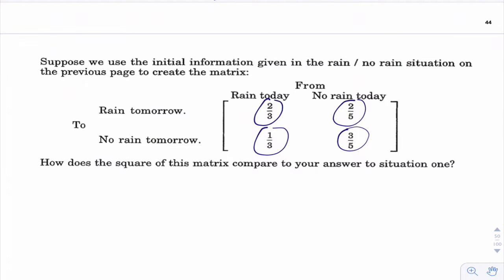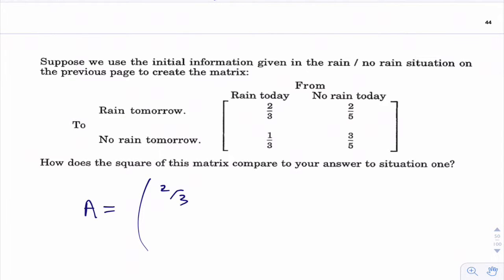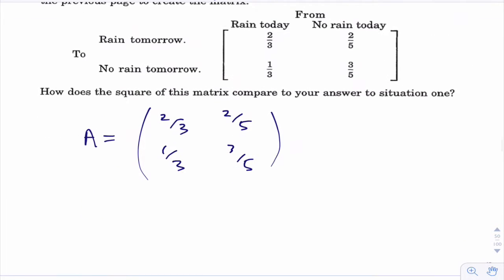So that was the numbers given from the situation that we were given. So I've created this matrix from 2 for 1 day. Now the neat thing here is the transition matrix is what happened. If we call this matrix A, so 2/3, 2/5, 1/3, 3/5. Guess what A squared does?